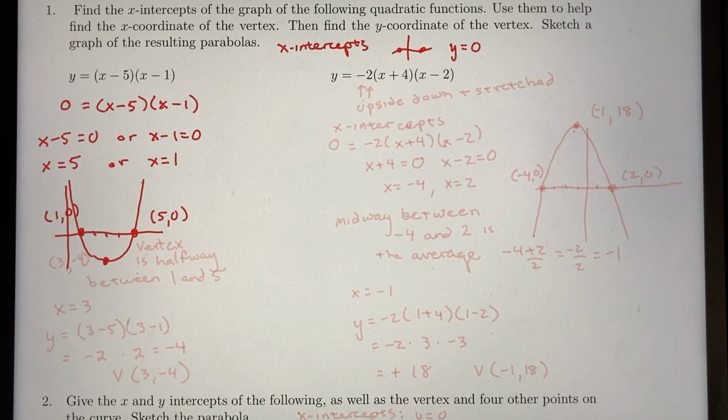Okay, so the vertex is halfway in between because it's a parabola, so it's symmetric. What's halfway between 1 and 5? 3. So the vertex is 3 comma something. Let's see if we can find the y-coordinate. 3 comma what?